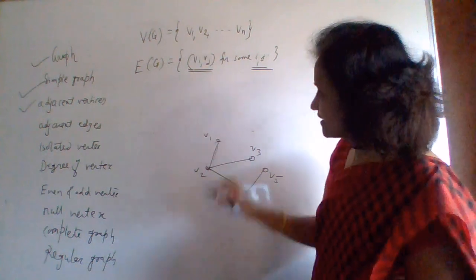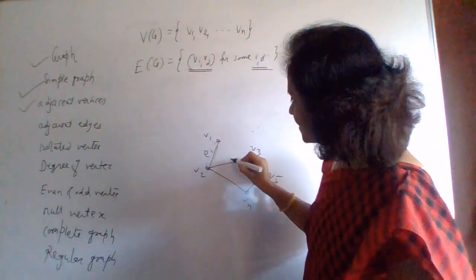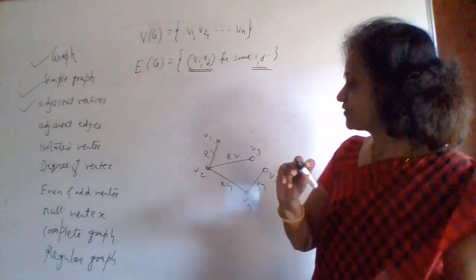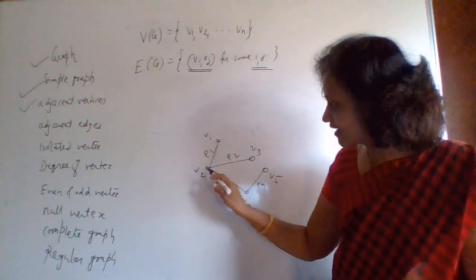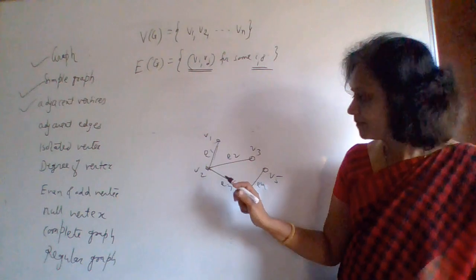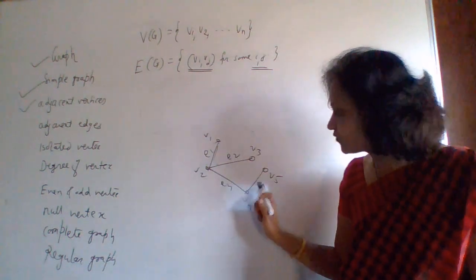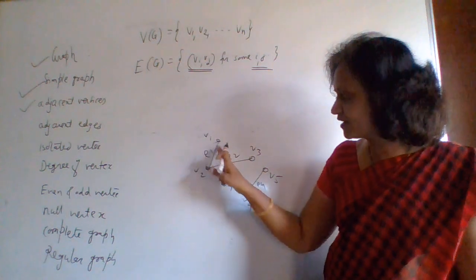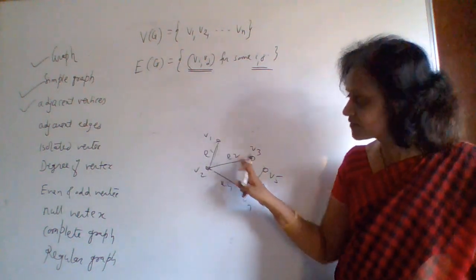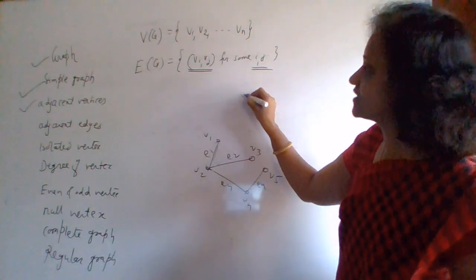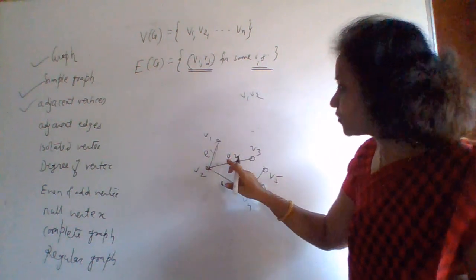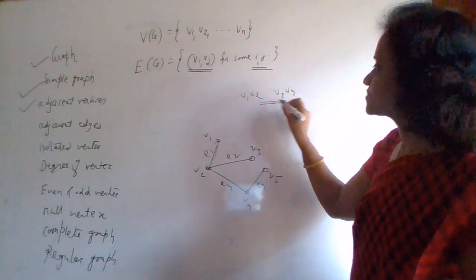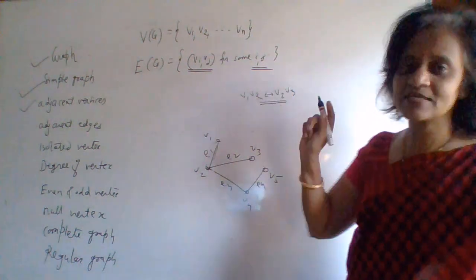Again you can see, look at this edge. If I denote these edges by E1, E2, E3, E4, I will say E1 and E2 are adjacent, but E2 and E4 are not adjacent. Now you can understand the definition. E1 and E2 are adjacent. How come? What is E1? E1 is V1, V2. What is E2? It is V2, V3. So these edges we call as adjacent.